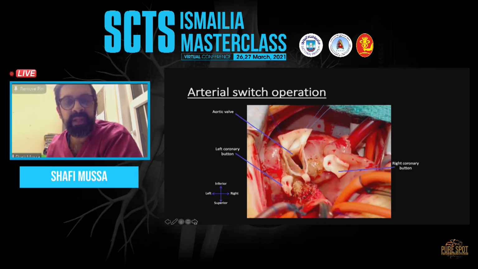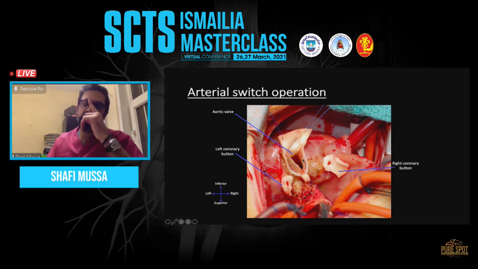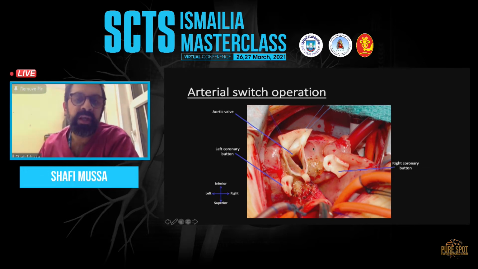So this is, again, an operative photograph showing mobilization of the coronary arteries from the aorta. So just to orientate you, this is the inferior of the patient. You can see the bypass cannula here. This is the aortic cannula going into the aorta there. And this is the aortic valve, which will become the neopulmonary valve, but this is the aorta emanating from the right ventricle here, and the coronary arteries that have been mobilized.